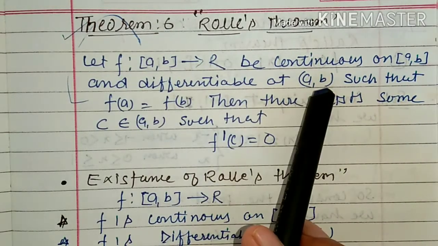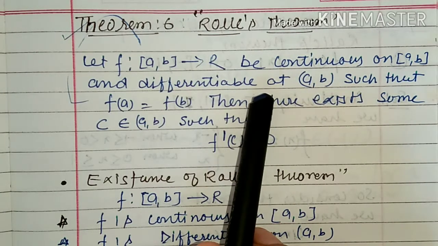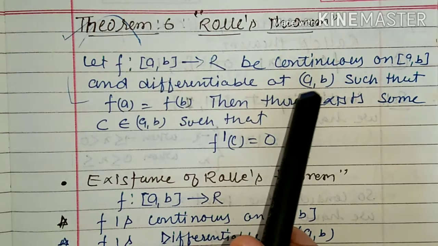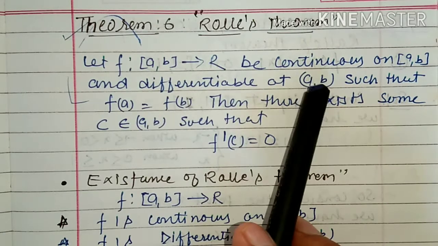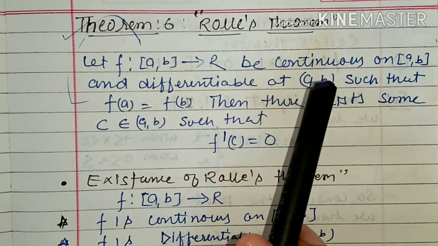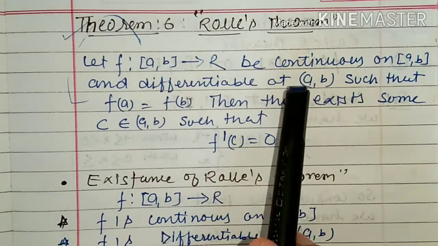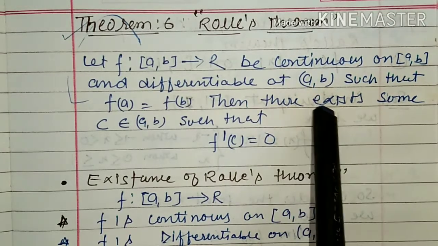Why is it an open interval? Because the function cannot be differentiated at the corner points, so we do not take the corner points. a and b are the corner points. Differentiability cannot hold at corner points. We have already discussed differentiation: differentiation means there is a unique tangent at every point. Clear? That is called differentiation.